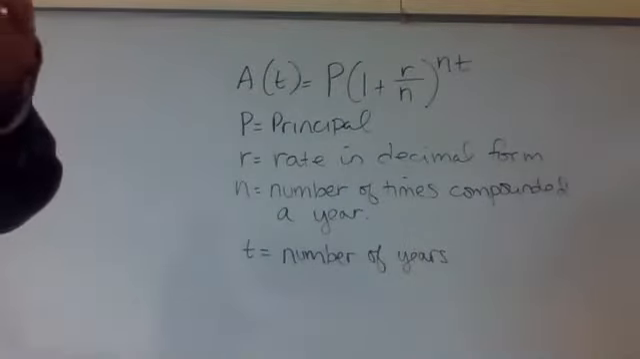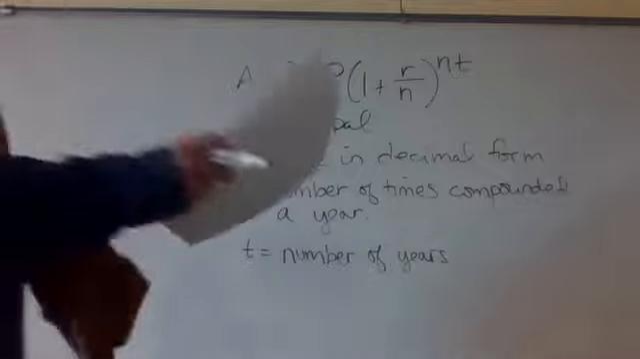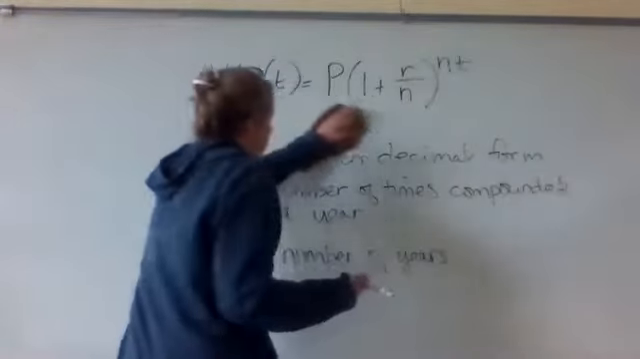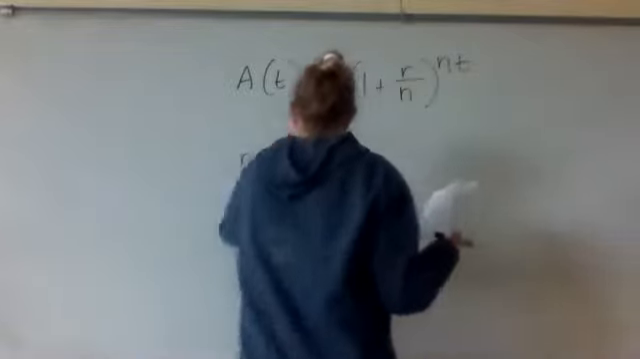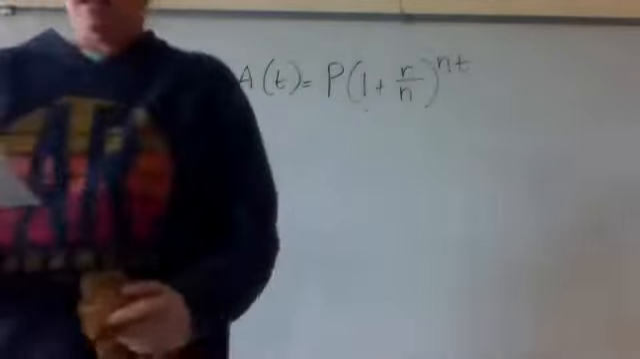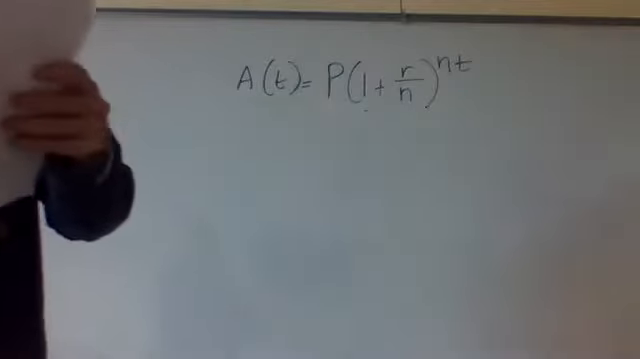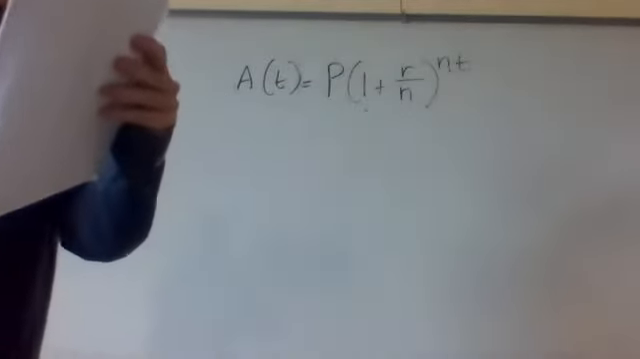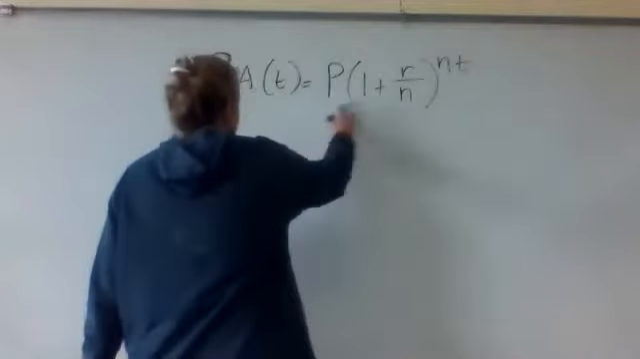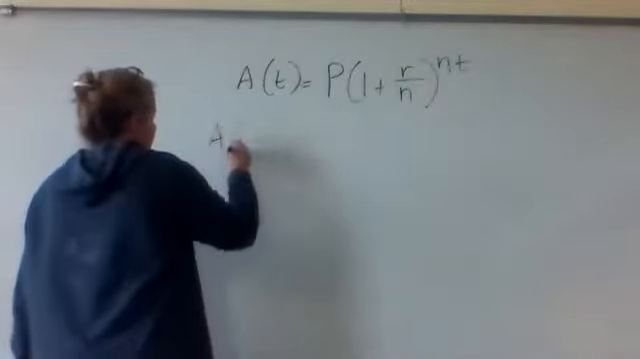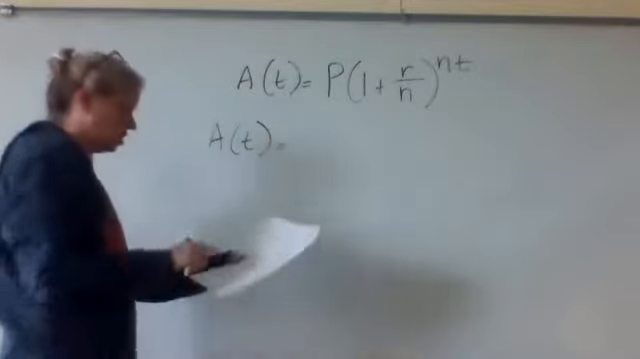So on number 4, suppose that $69,000 is invested at 6.5% compounded quarterly. Okay, so let's see, A of t. The first thing you're going to do is come up with the function that you're going to use for the rest of the problem.